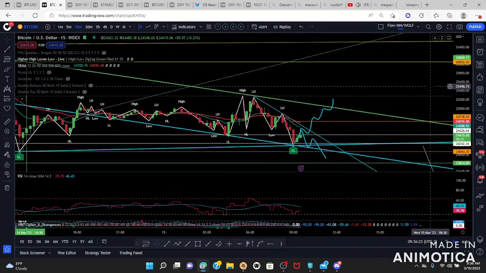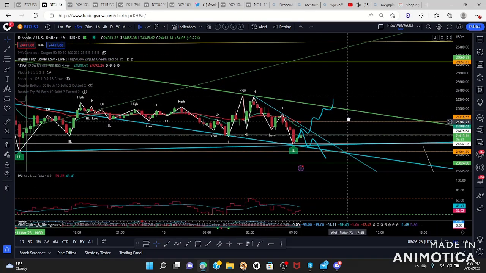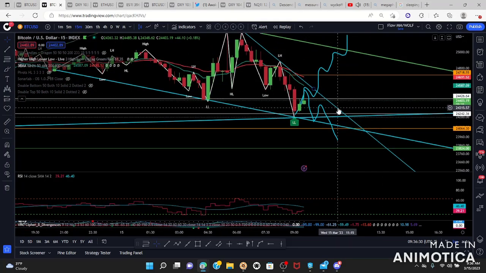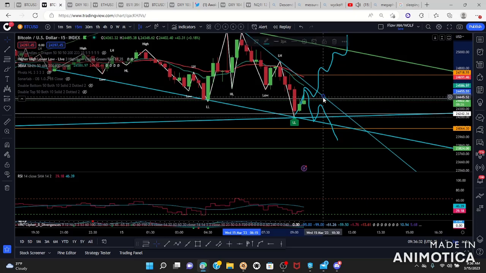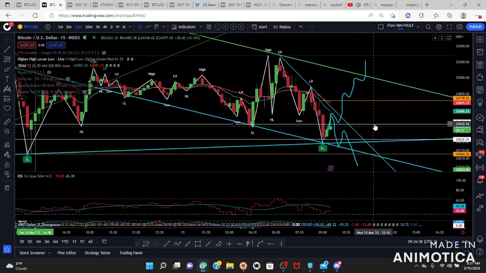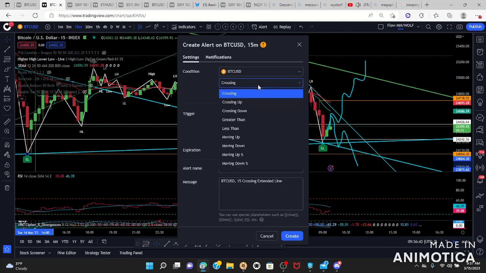Okay, so set an alarm. There's two major alarms here. We have this falling wedge, right? Let's set an alarm here, crossing up, and an alarm on the neckline of the head and shoulders.